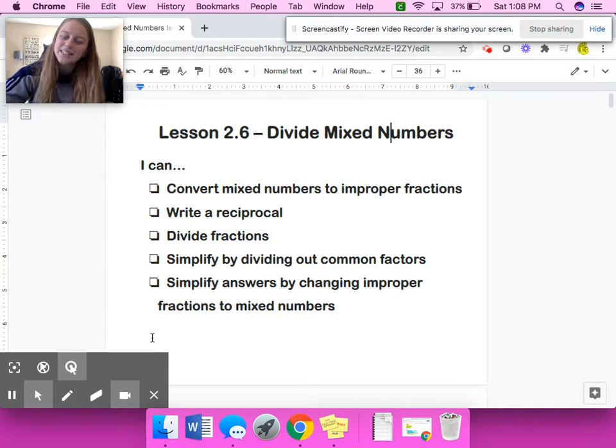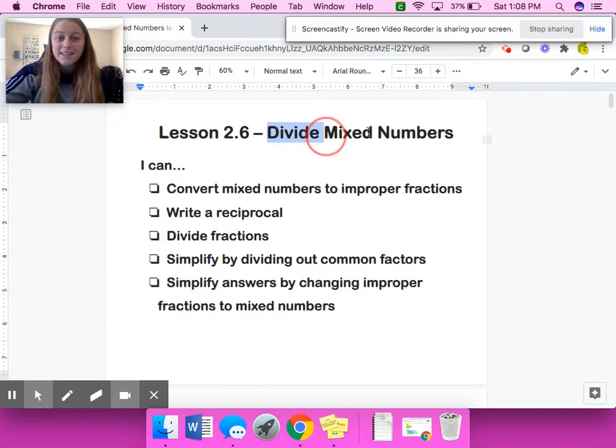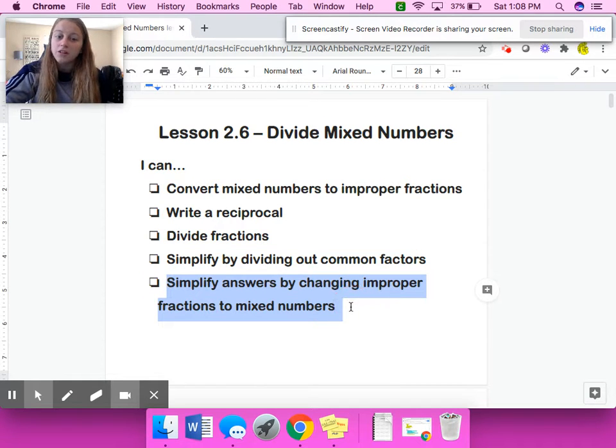Hi guys, so today we are going to be dividing mixed numbers. By the end of the hour, you should be able to convert mixed numbers to improper fractions, write a reciprocal, divide fractions, simplify by dividing common factors, and simplify answers by changing improper fractions to mixed numbers.